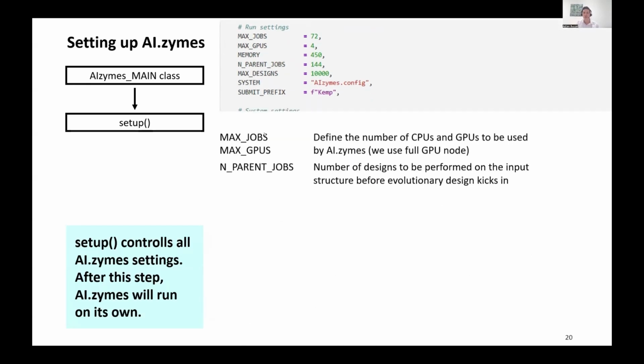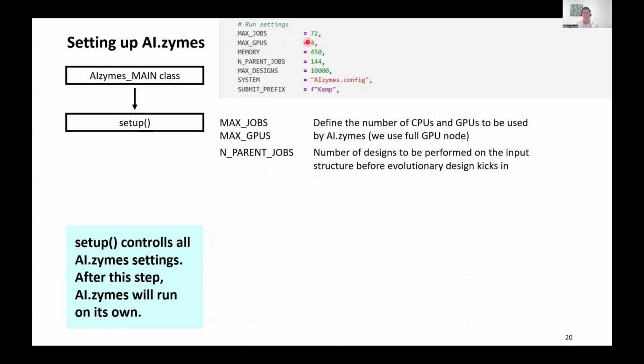To briefly walk you through some of the settings that we have, there are some job-specific settings where we define how many GPUs and CPUs we would like to use. AI.zymes is coded in a way that we're trying to maximize the resources that we provide, and we typically give the number of GPUs and CPUs that we have on one full GPU node, but these numbers obviously can change depending on your hardware. We also need to define how many designs we do based on the parent structure. Because AI.zymes is an evolutionary design algorithm, it needs to do selection based on a pool of variants. We first need to generate this pool by performing design based on the parent input structure, and here we define how many designs we do for this.